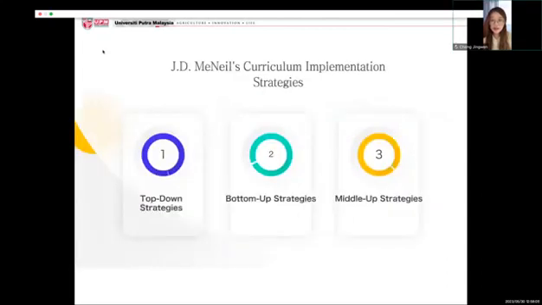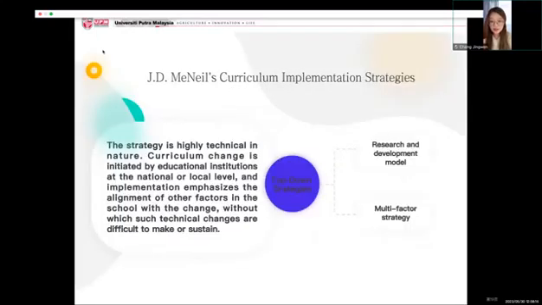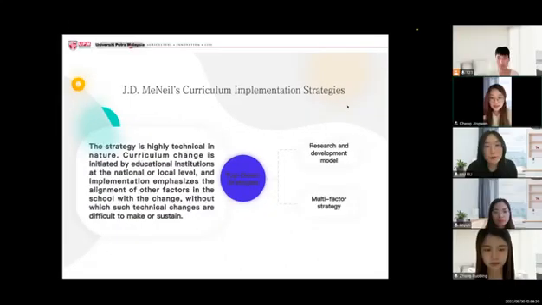So next is manual curriculum implementation strategies. The first one is top-down strategies. This strategy is highly technical in nature. Curriculum change is initiated by educational institutions at the national or local level, and implementation emphasizes the alignment of other factors in the school with the change, without which such technical changes are difficult to sustain.